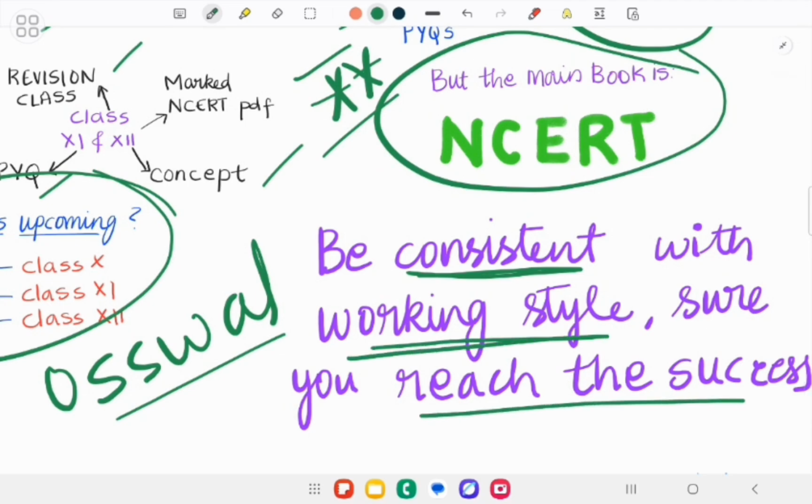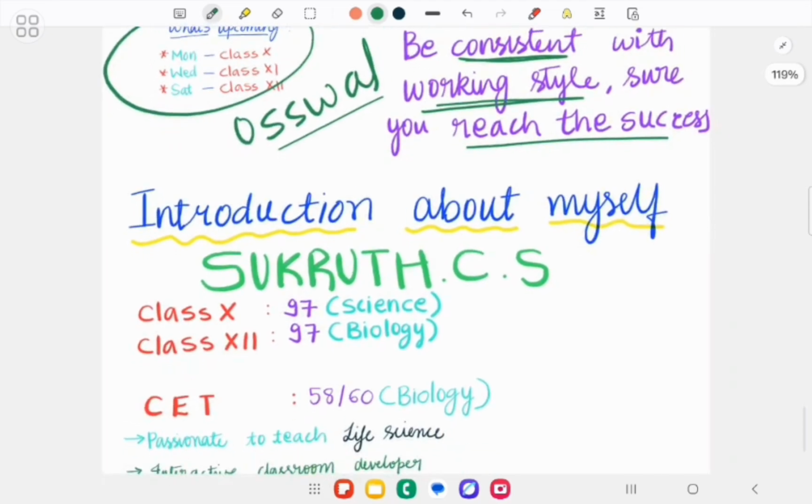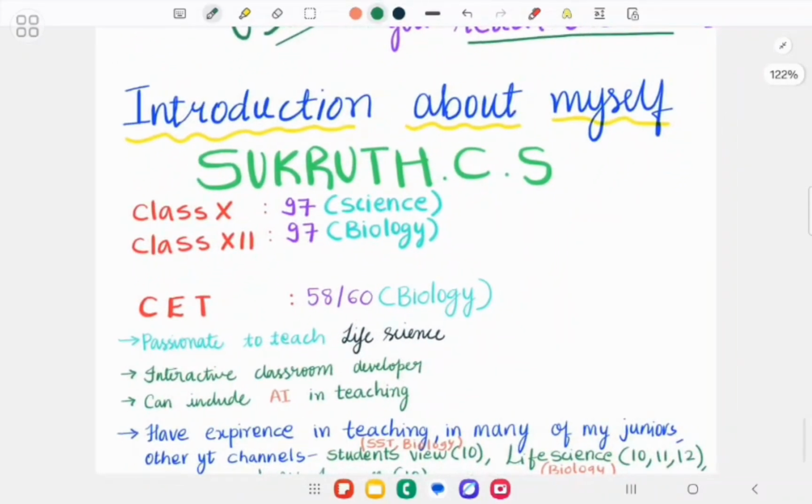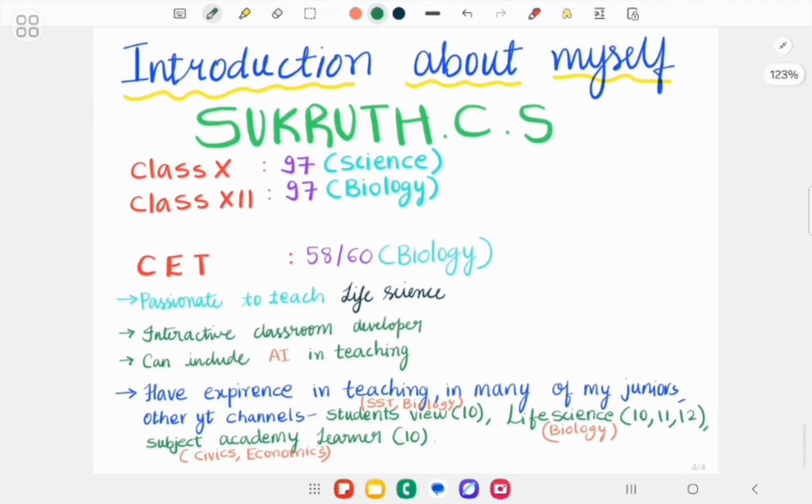So what is upcoming is, on Monday you will have class 10th class, Wednesday 11th, and Saturday 12th. So what is the key thing, you should be consistent with your working style, and of course you can reach your success, right? So that's the thing, you should be consistent and you should work hard.